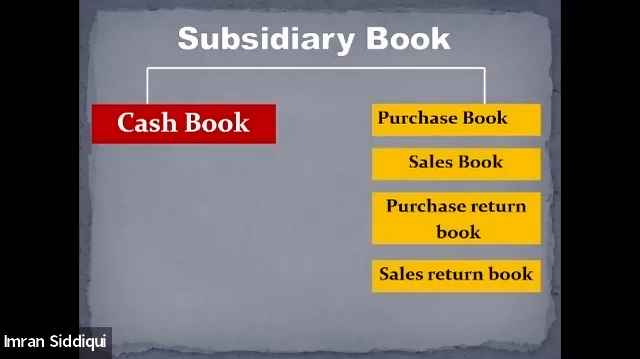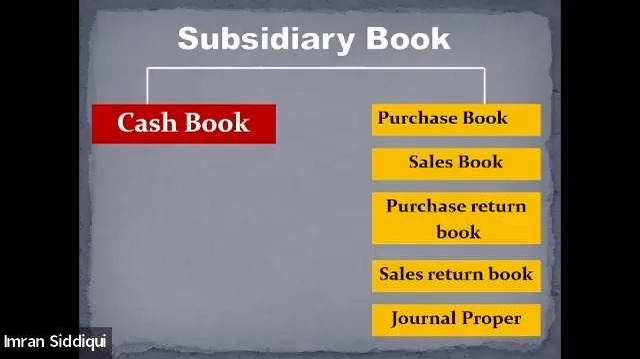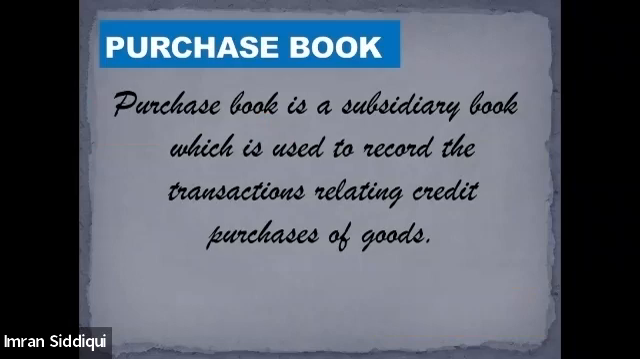Now, cash book also comes under the category of subsidiary book. But since we have already covered cash book separately, apart from the cash book, there are other subsidiary books as well, which include the purchase book, sales book, returns books, and the general journal. So first of all, out of all these different types of subsidiary books, we'll talk about the purchase book.